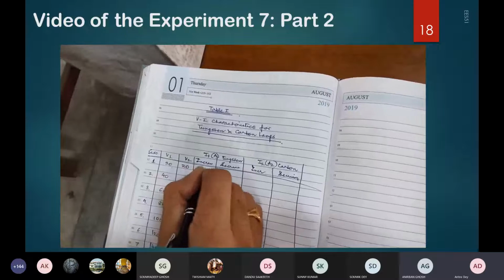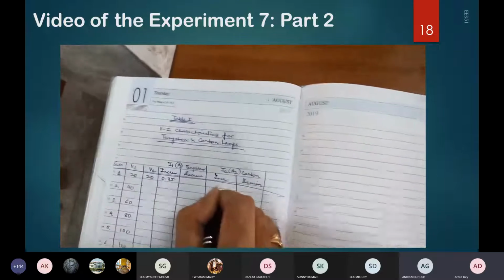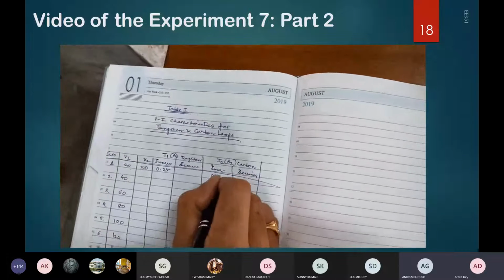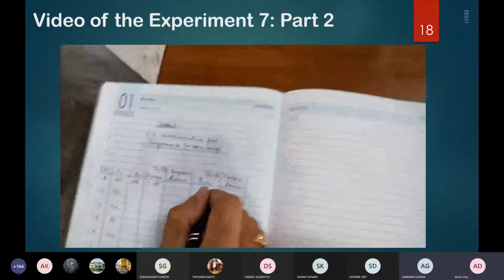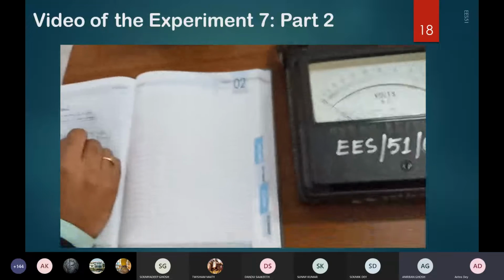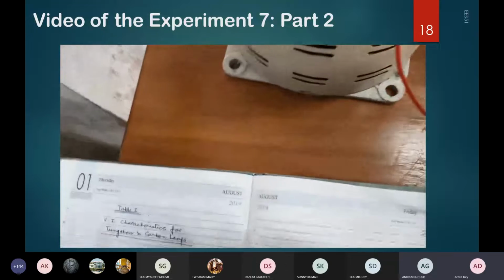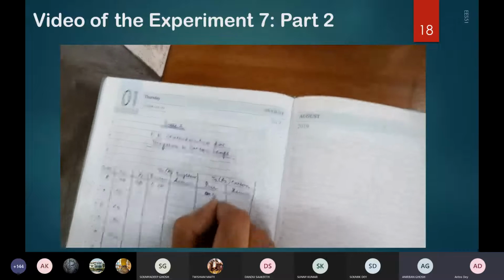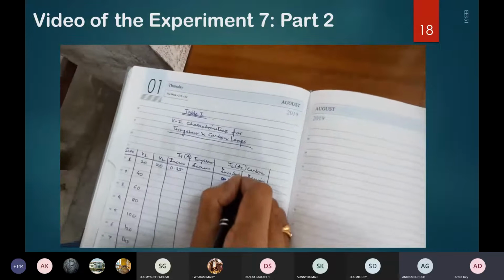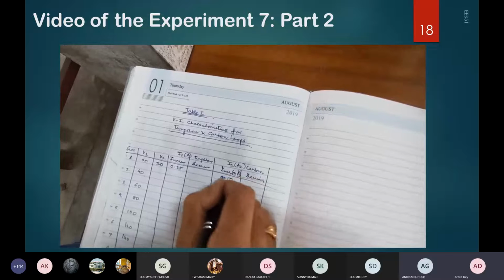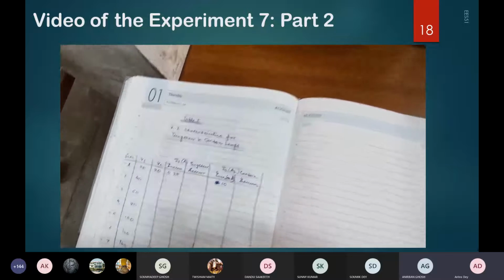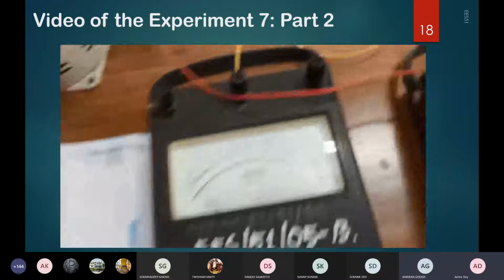Tungsten is 0.25, and carbon is very close to 0, so let us take it as 10 milliampere. This is in the milliampere range. Okay, so let us now gradually increase the voltage.